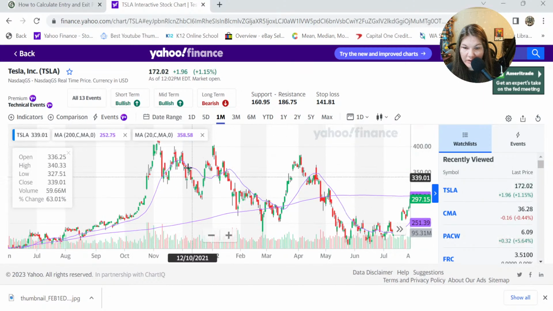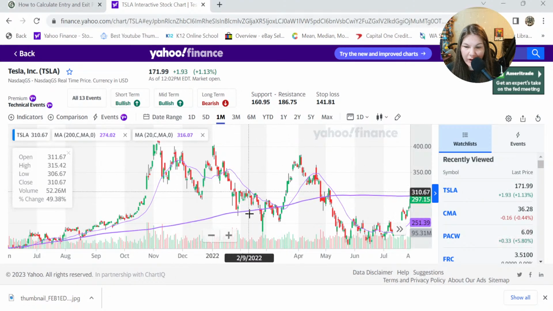So to be able to notice these two, if I'm right, and these are both pennants or flags, whatever you want to call them, then they did signal an entry and or exit point.